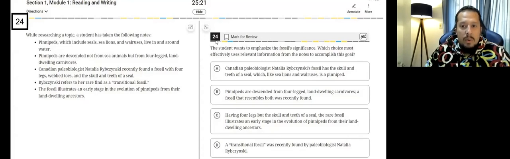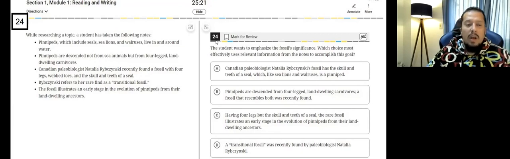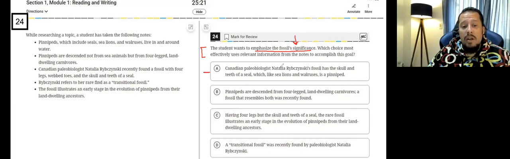When you follow what is required in the question and not what's in your head, things become a little bit easier. And this one, I actually had to read through these notes to get a full understanding of the information, because nothing really jumped out at me, but this is just me. Everybody's different. The student wants to emphasize the fossil's significance. So why the fossils are important. And again, if you go to answer A, it just talks about Canadian paleobiologist Natalia Rybczynski's fossils.